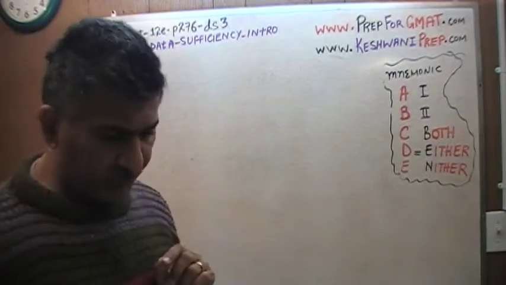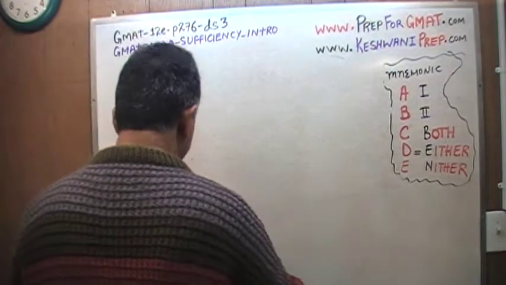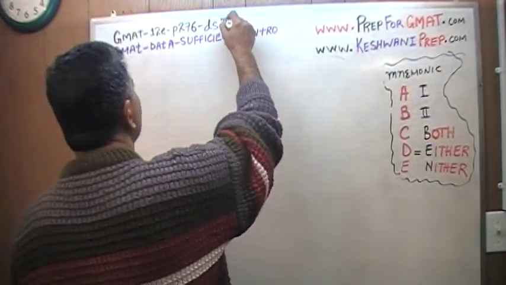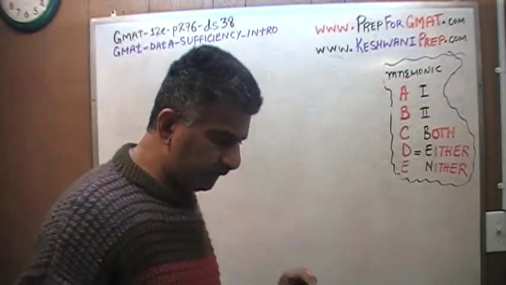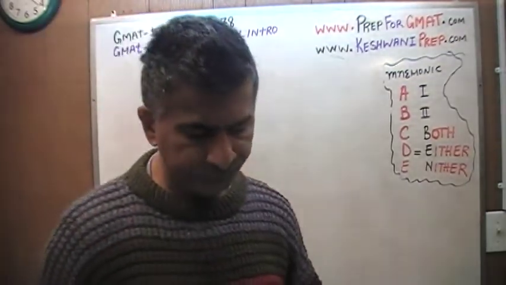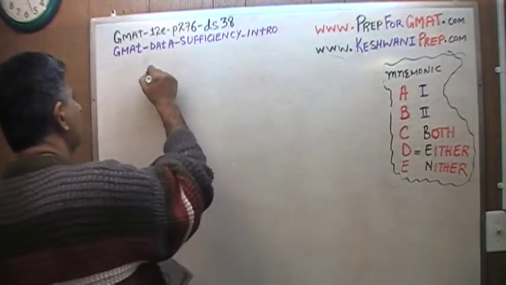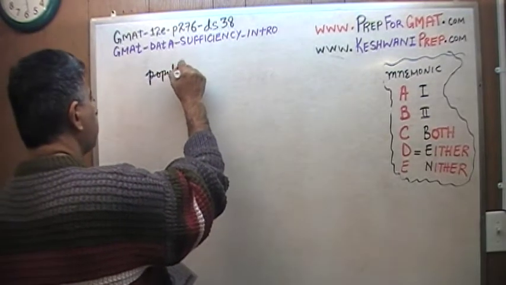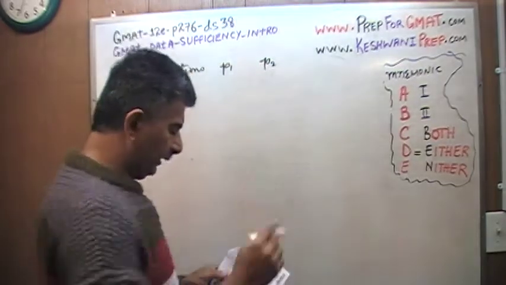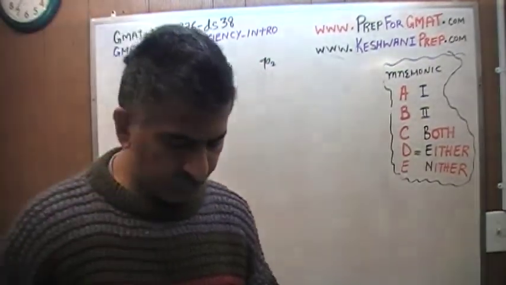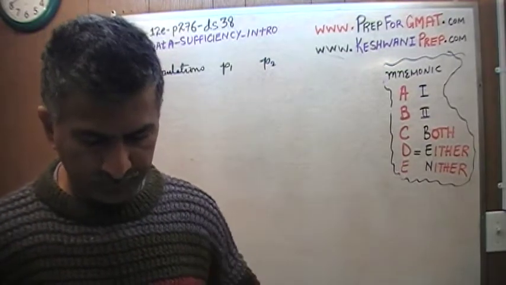Data sufficiency problem number 38. Let's see what it has to say. It is important that you have the book in front of you and read the problem with me. Okay, so here we go. It says if P1 and P2 are the populations, alright, so apparently we're dealing with two sample sizes of P1 and P2, or maybe the whole populations. It says they are the populations. Well, let's read the rest.